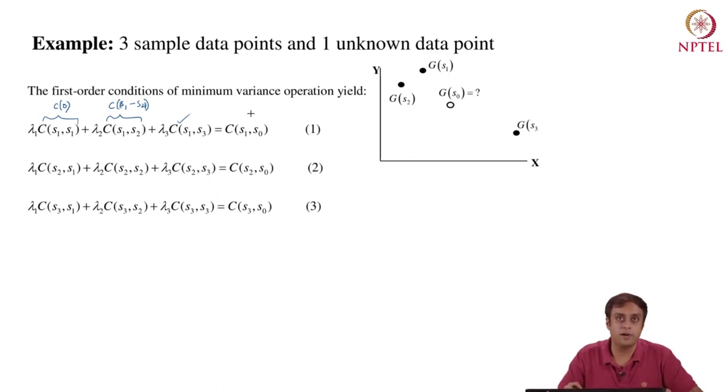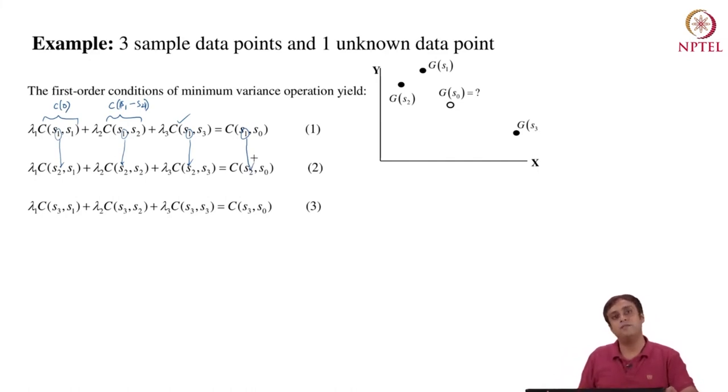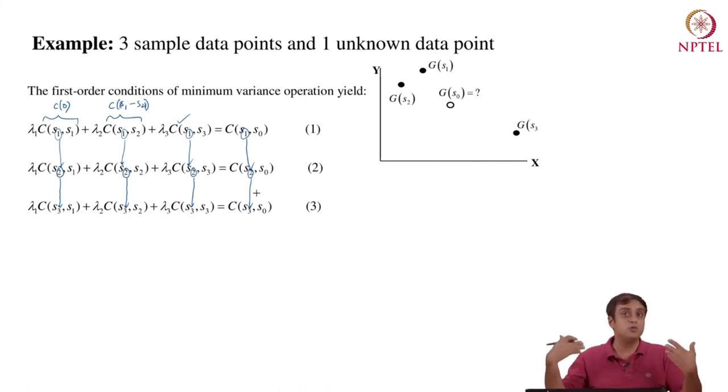When you look at the first order condition, it's very easy to write the second and the third. They are just cyclic. I just change this S1 to S2 everywhere, and I get my second first order condition with respect to lambda 2. With respect to lambda 3, I again just replace the 2 with 3 in the first component of these covariogram terms, and I'm done. It's just a convenient form because of the specification of the covariogram. Now the point is, where do these values come from?